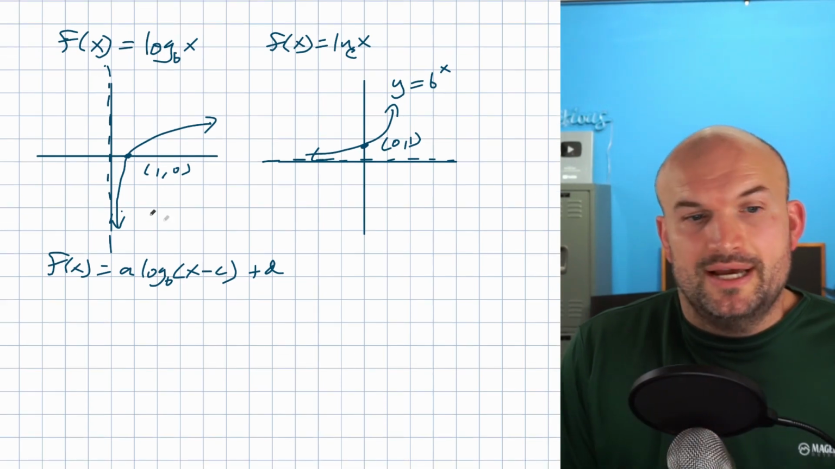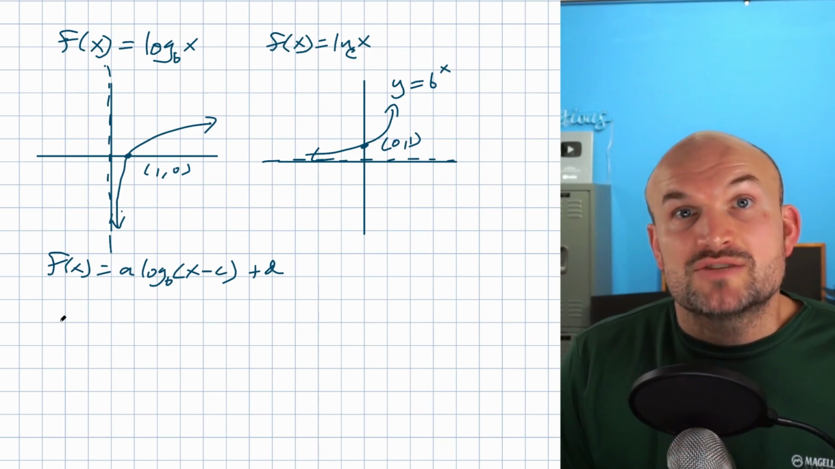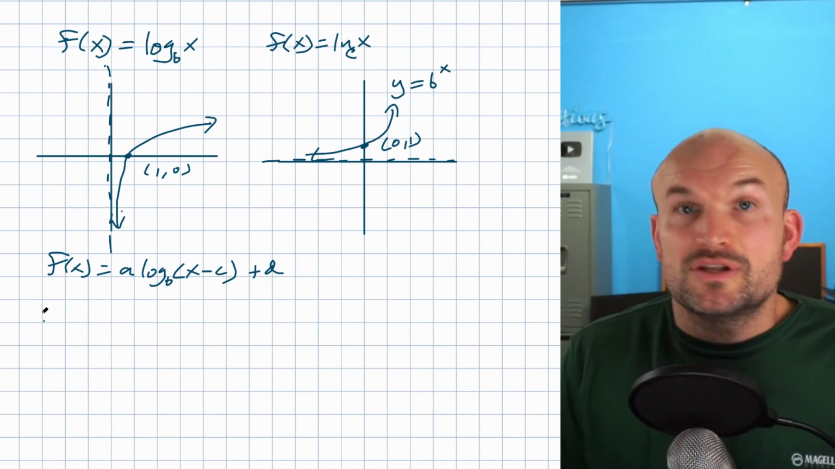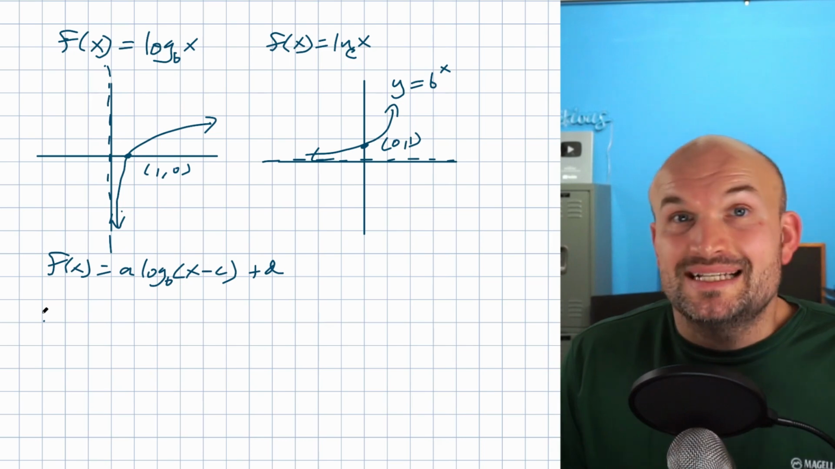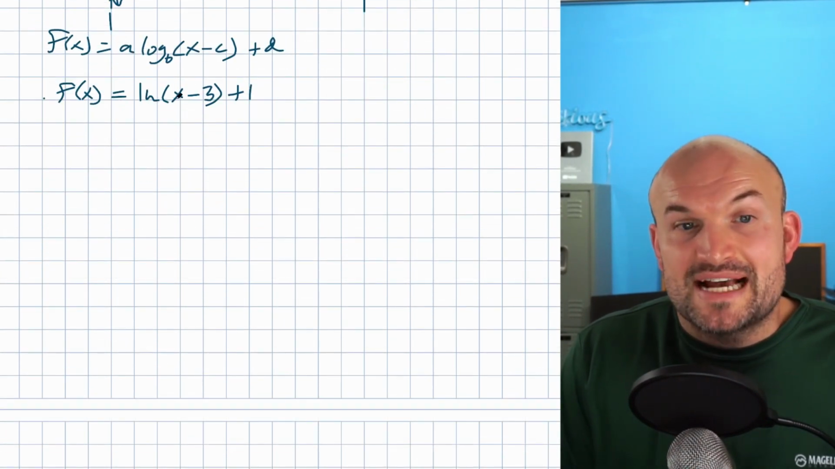So let's go and take a look at a quick little example of how to graph them, and then how that's going to impact the domain and the range, as well as how that's going to impact the graph. So let's go and take a look now at an example to see how we can identify the domain and the range. Okay, so in this example, we have ln times x minus 3 plus 1.